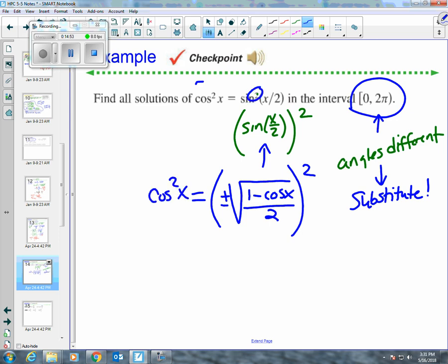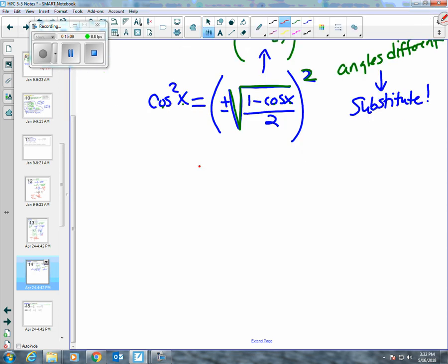Now let's take a look at what that gives you. Well, look, everything's in cosine and everything's in x. We have the same angle, same function. I'm going to be able to solve it. Even better, what happens if you take a square root and you square it? Opposite operations, they undo each other, right? They are inverses, and all you're going to be left with then is this relationship underneath. So we get that 1 minus cosine of x over 2.